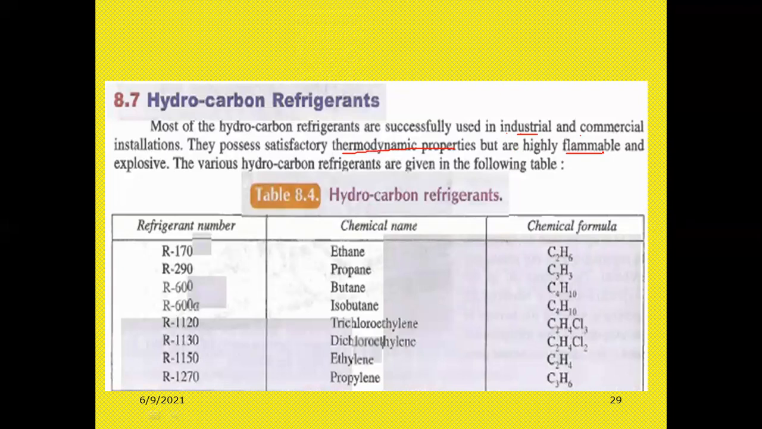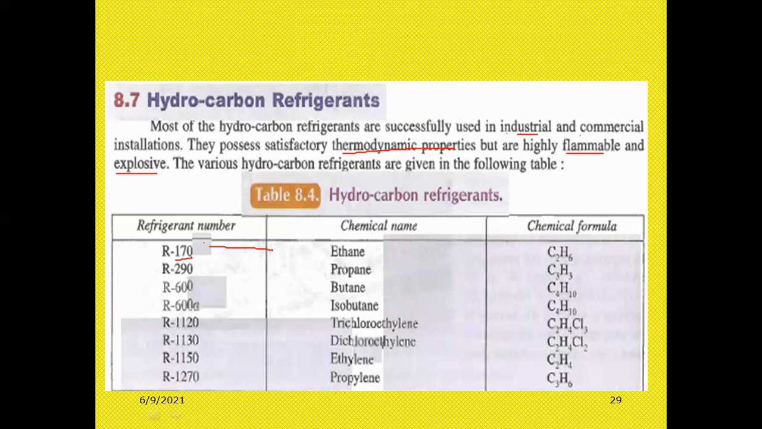The various hydrocarbon refrigerants are shown here. So these are the explosive, flammable ones. Then what is the chemical name given for R170? Whenever you have a three-digit number, it comes under the ethane group. Whenever you have a two-digit number, it comes under the methane group. Now see, R170 is ethane, that is C2H6. Next R290, that is propane, that is C3H8. Next R600, that is butane, that is C4H10.